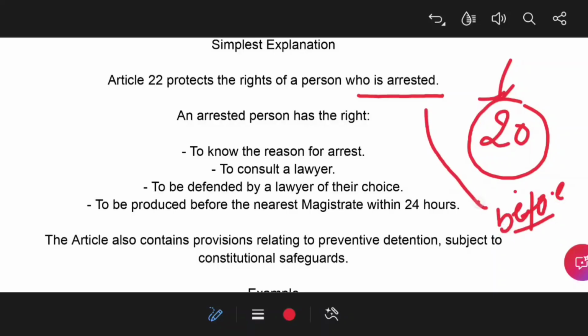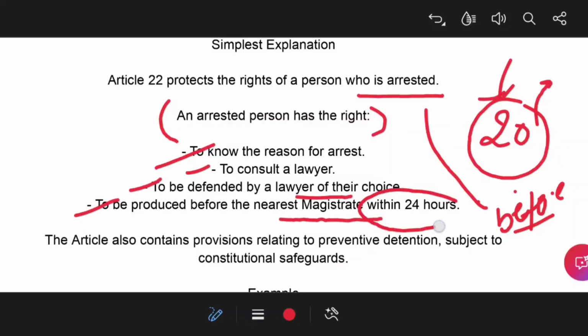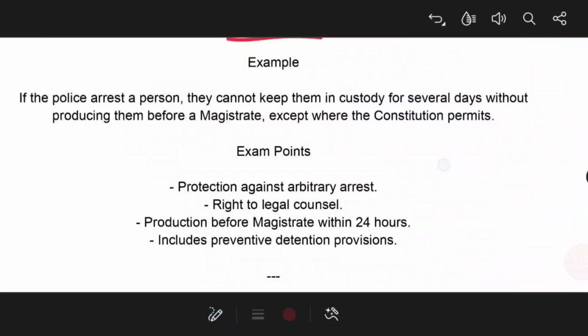No, this right is before conviction and this right is after conviction. Okay. So an arrested person has the right to know the reason for their arrest, to consult a lawyer and to be defended by a lawyer of their choice, and to be produced before the nearest magistrate within 24 hours. And this article also contains some provisions about preventive detention subject to constitutional safeguards.